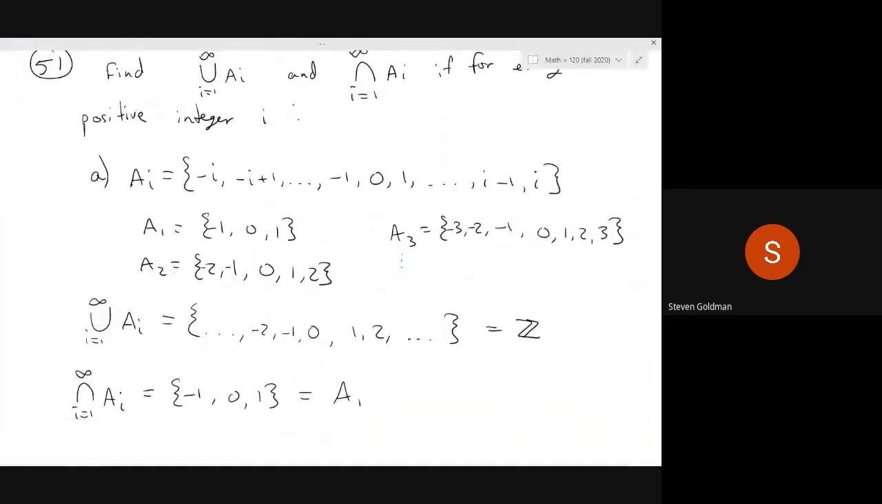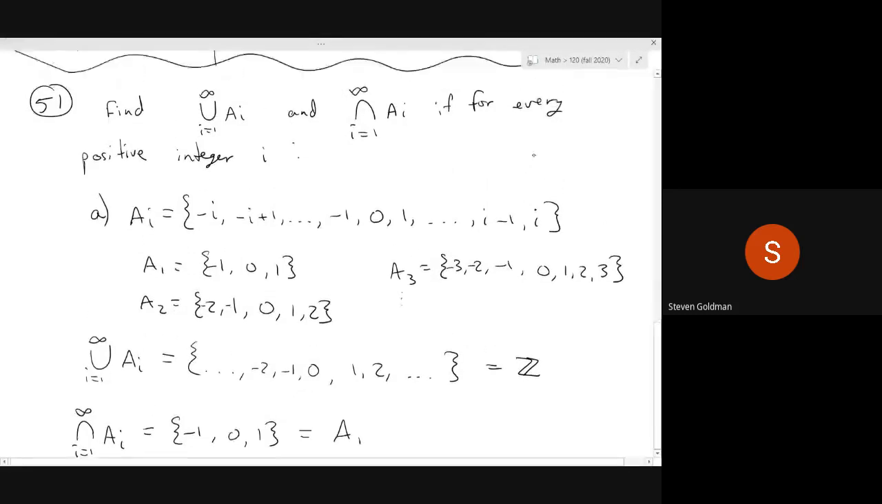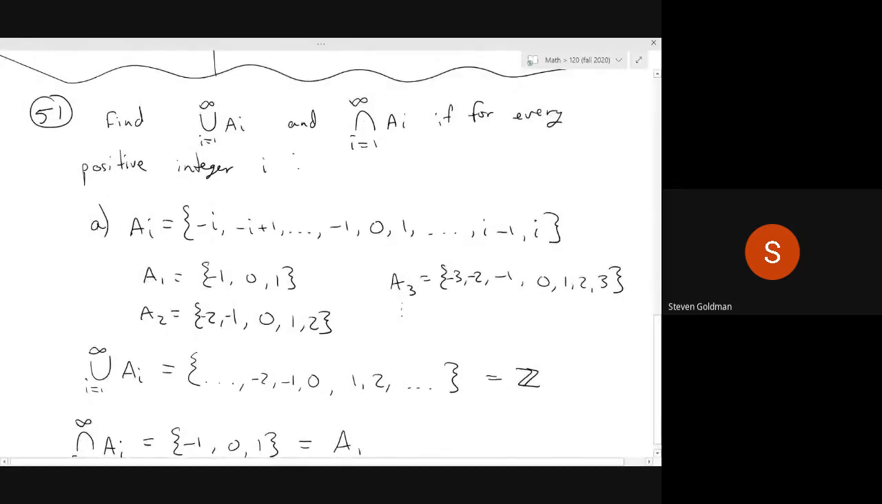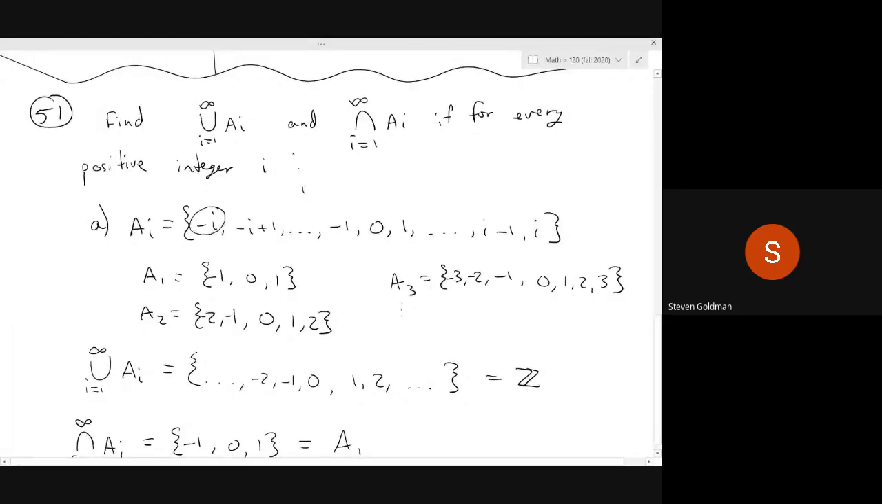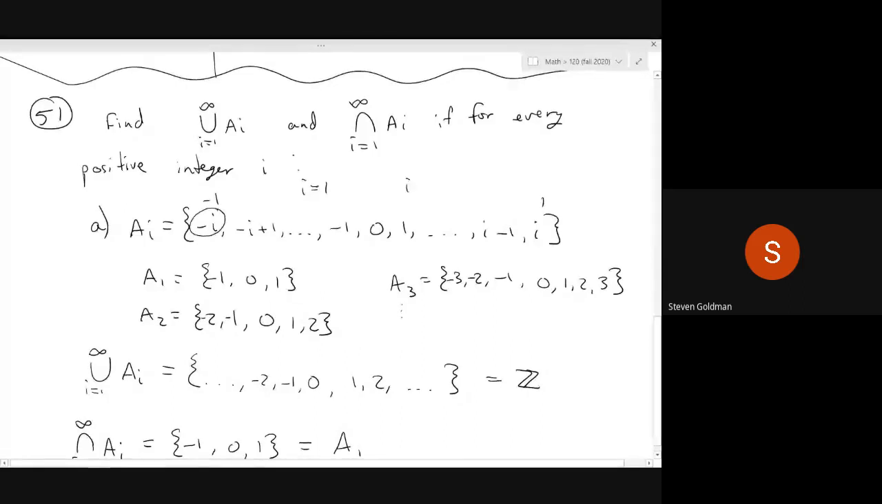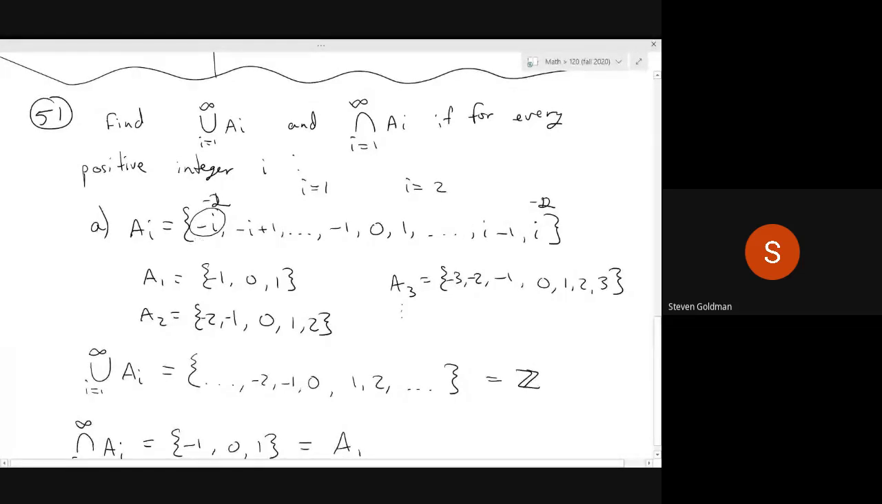So somebody asked here in the comments, why are we counting for negatives if it says for every positive integer i? Okay, it's a good question. If i is a positive integer, how is the set defined though? It has a negative i here. So if i is 1, here's a negative 1, and here's a 1. If i is 2, this would be negative 2, and this would be 2. So in the definition of the set here, we see it has negative i. So if i is positive, negative i is there as well.